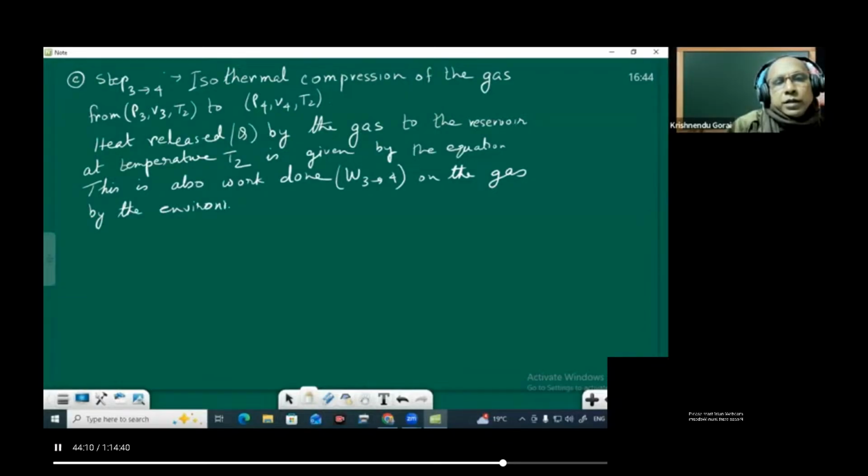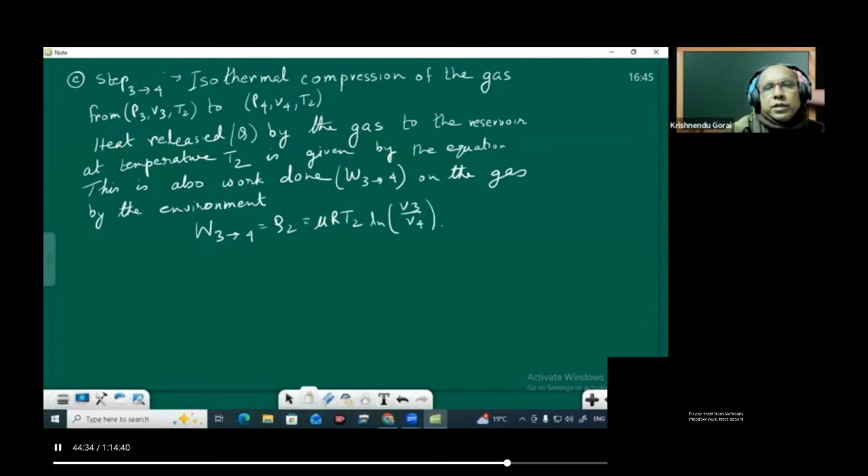Since this is isothermal compression, the work done W 3 to 4, that is Q2, is equal to mu R T2 ln V3 by V4. This is the third equation, equation number 3. We need all these equations. So this is the third equation, isothermal compression, mu R T2 ln V3 by V4.